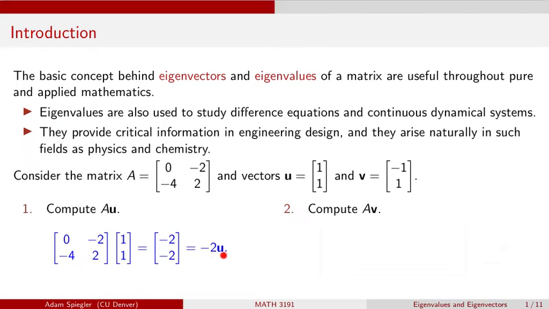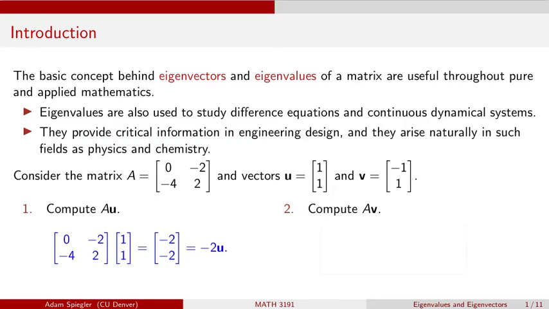So what I can see in this relation is that multiplying the vector 1, 1 by this matrix A is equivalent to just multiplying this vector 1, 1 by the scalar -2. So this is a really special relationship: multiplying matrix A by this vector 1, 1 is equivalent to multiplying that vector just by a scalar, in this case by the scalar -2.